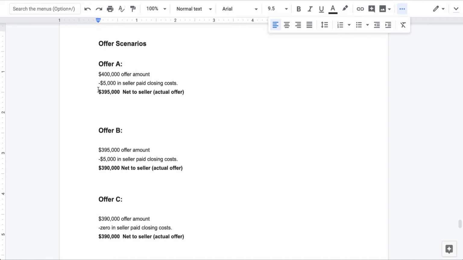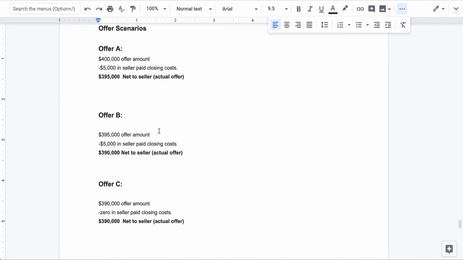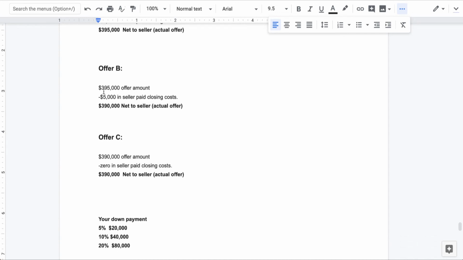But let's just pretend in this example you're not competing with offers, okay? So maybe you want to get a little better deal, right? Let's say you want to offer him $395, but you want him to pay you $5,000 in closing costs. So your real offer is $390, okay? That would be a realistic scenario. Now you could play with this and change this to $3,000 or $7,000, and that would obviously affect the bottom line here. But like I said, it's all on how much you want to bring to closing, right?